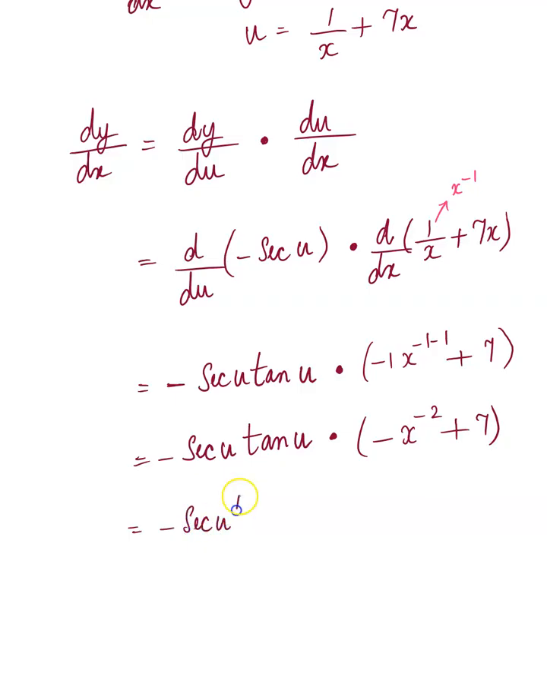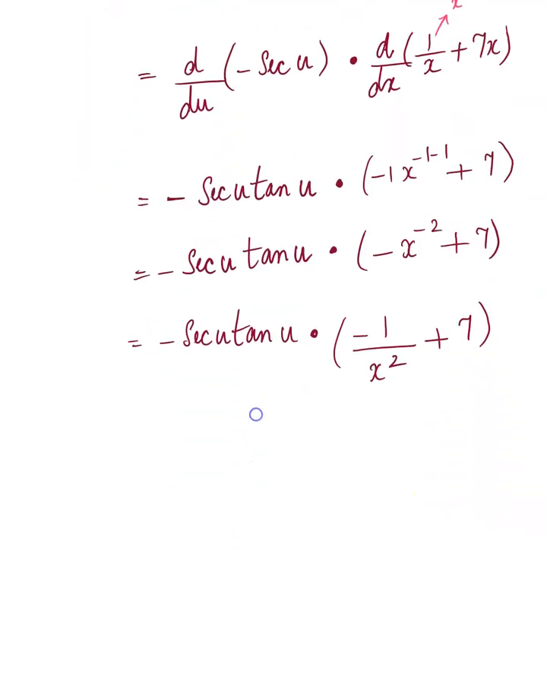Negative secant u tan u times negative 1 over x squared, because again, for the negative exponent, I want to change it to a positive exponent, for which I have to flip the base and change the sign. So things are looking good here. The place where I need to fix this is the u, because we have to replace the u. But before I do that, I want to move this expression to the front. So that will be 7 minus 1 over x squared. It just looks more appealing when you write it that way.